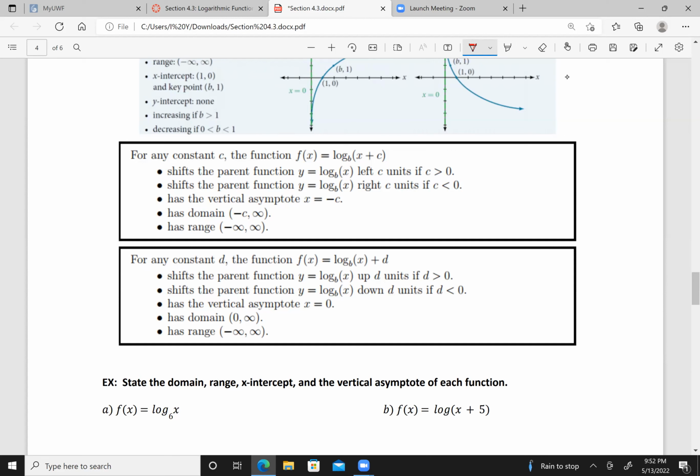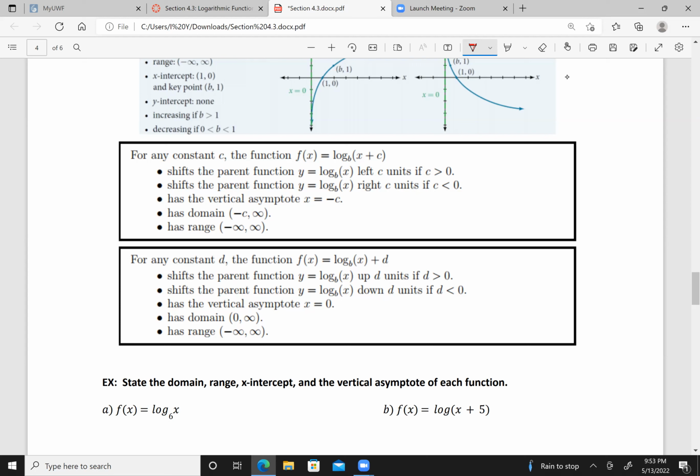So, for any constant c, the function f of x equals log base b of x plus c shifts the parent function left c units if c is greater than 0, and right c units if c is less than 0. In other words, in the opposite direction of c. It has a vertical asymptote of x equals negative c, the domain is negative c to infinity, and the range is negative infinity to infinity.